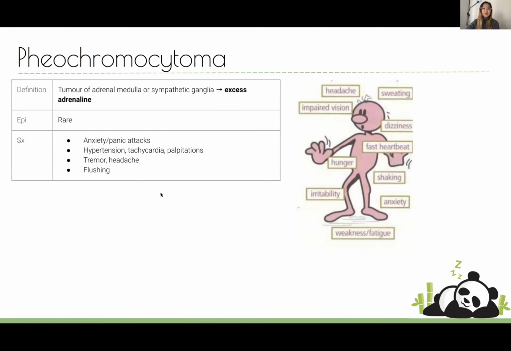Pheochromocytoma is when you have a tumor of the adrenal medulla or sympathetic ganglia, and that causes excess adrenaline. It's pretty rare, and the symptoms are essentially just your SNS. So you're thinking anxiety, panic attacks, hypertension, tachycardia, palpitations, tremor, headache, flushing. So there, I think this is the end.